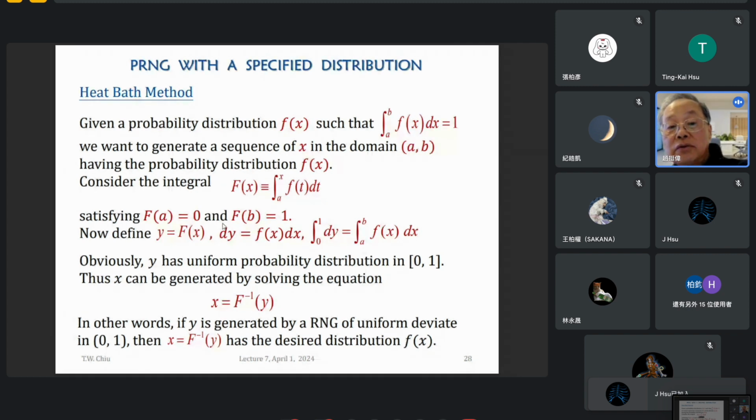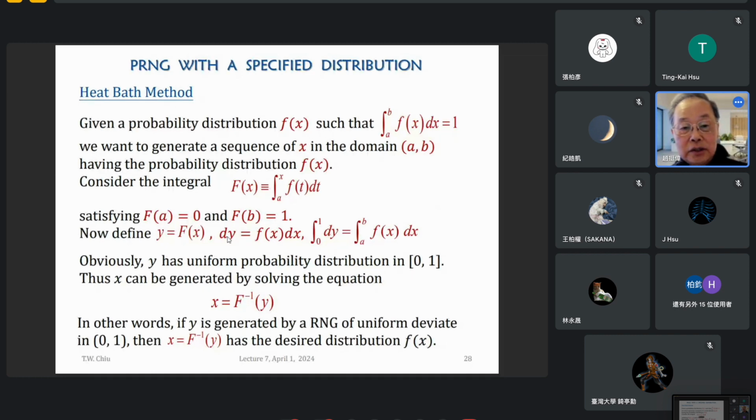If I do the integration from 0 to 1 of dy, you see, y is Fx. So when x equals a, then Fa is 0, that means y is 0. When x is b, then Fb is 1, so y is 1. So the integration from 0 to 1 of dy is equal to this. You can see y is from 0 to 1, while x is from the domain A to B.